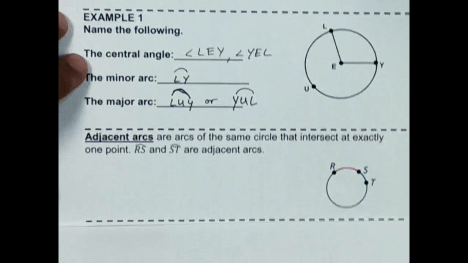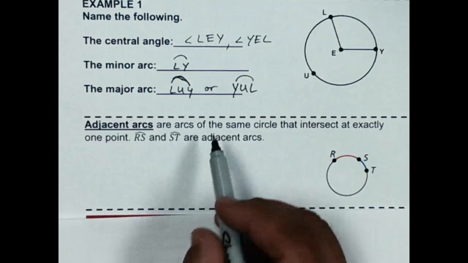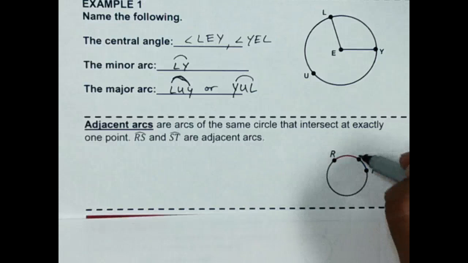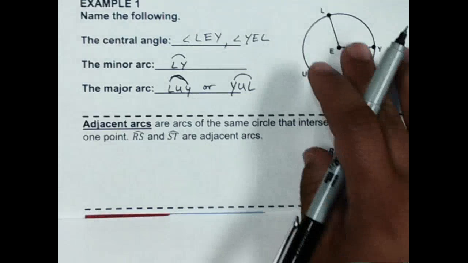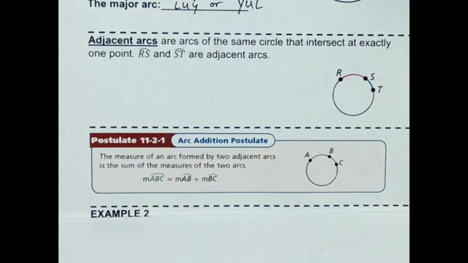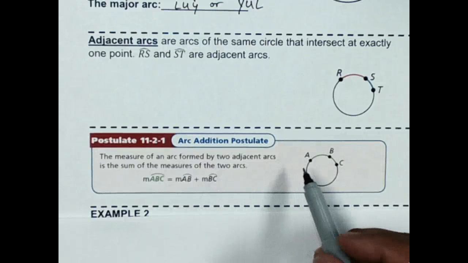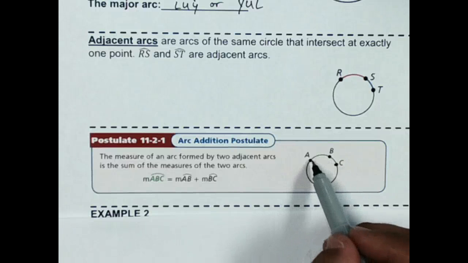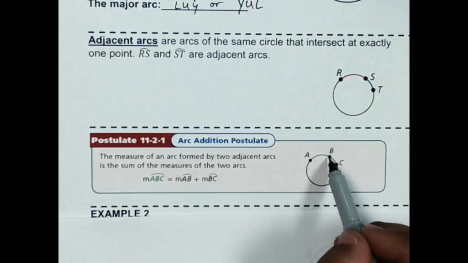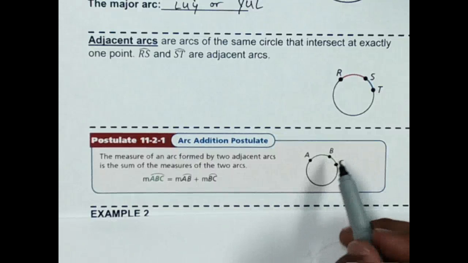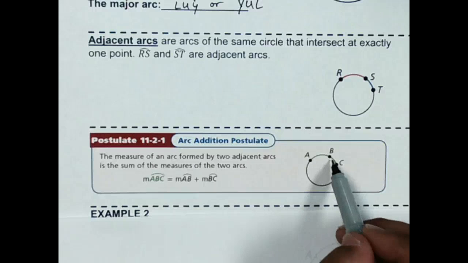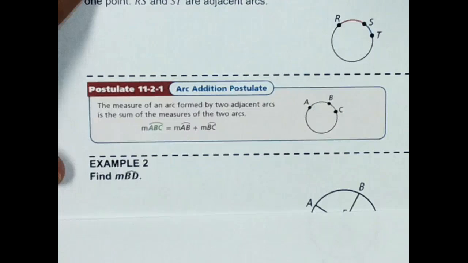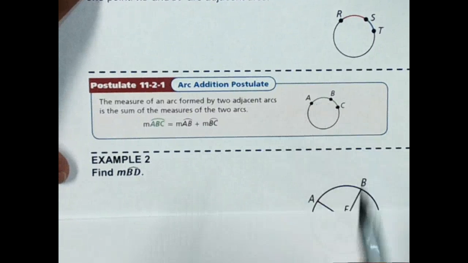Same thing. Adjacent arcs are arcs of the same circle that intersect at exactly 1 point. So I have arc RS and I have arc ST. So there's this thing called the arc addition postulate. The measure of arc AC is equal to the sum of arc AB and arc BC. It should be pretty straightforward, common sense. I'm just adding these two pieces that are connected. They're joined by this point B. I can add them together to get this bigger arc.